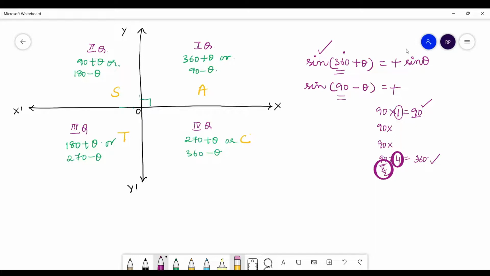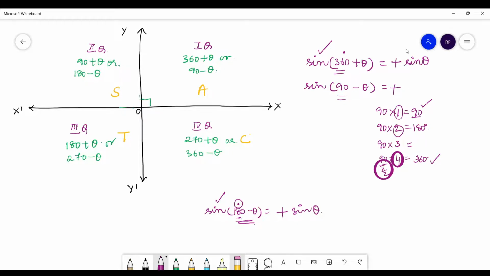Understood? Now take 90 into 2, that is 180. For example, let me consider the second quadrant now, 180 minus theta. Sine of 180 minus theta is in the second quadrant, and in the second quadrant, we know sine values will be positive. So put a positive sign. 180 is an even multiple of 90, so sine will remain as it is and you'll write sine theta.